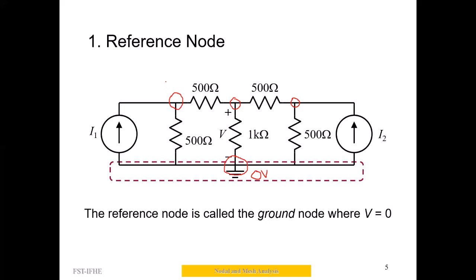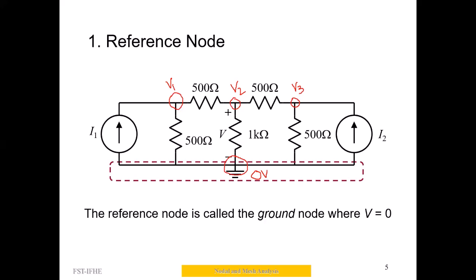Now, if we define this node voltage as V1, then V1 is the voltage measured with respect to this reference or ground. V2 is measured with respect to this reference node voltage, and V3 is measured with respect to this reference node, which is at 0 volts. So generally, the first step in nodal analysis is to identify the reference node.